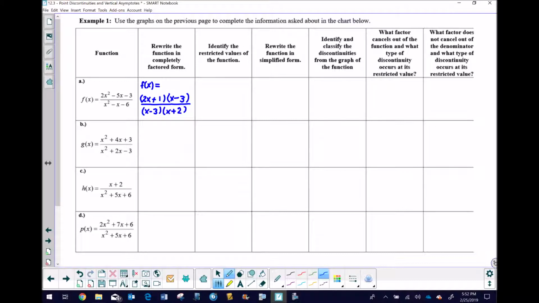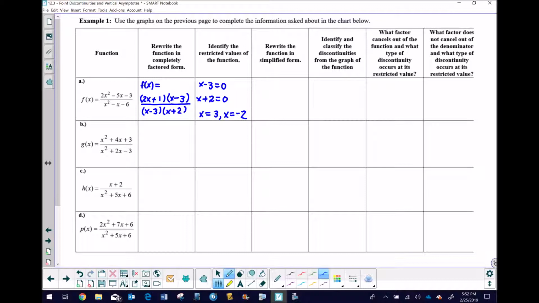Second column says identify the restricted values of the function. For my students, this is something that we talked about a few units ago. And the restricted values are just simply the values of x that would create zeros in the denominator. You probably don't have to show work to find these, because if you set each of those individual pieces equal to 0, you're going to come up with the answers of x equaling 3 and x equaling negative 2.